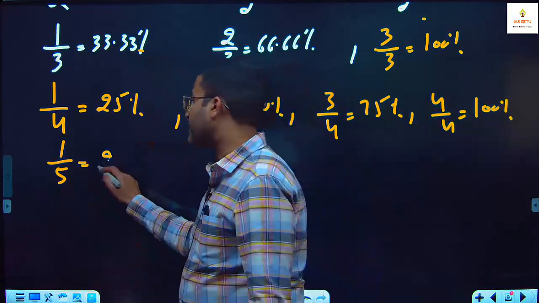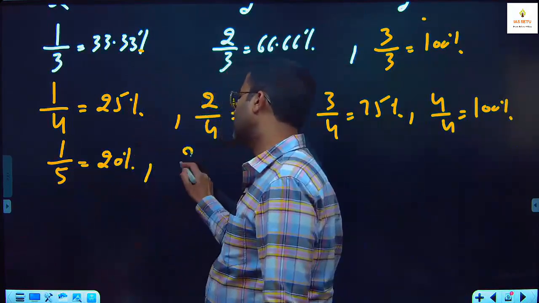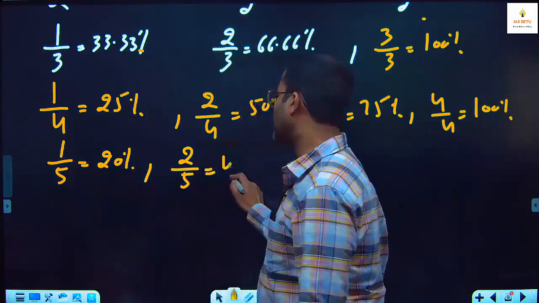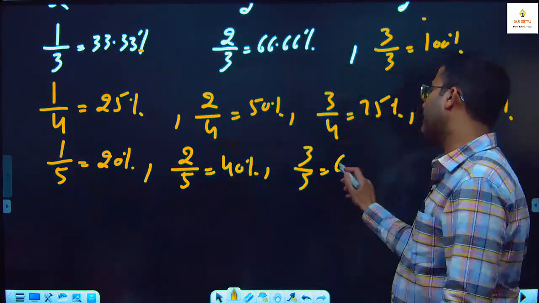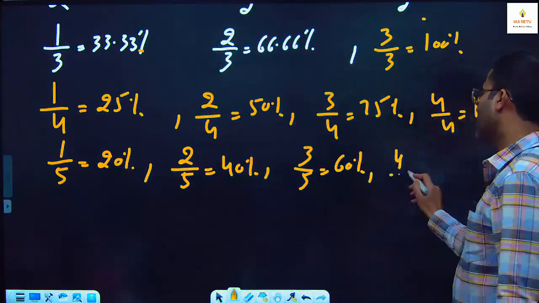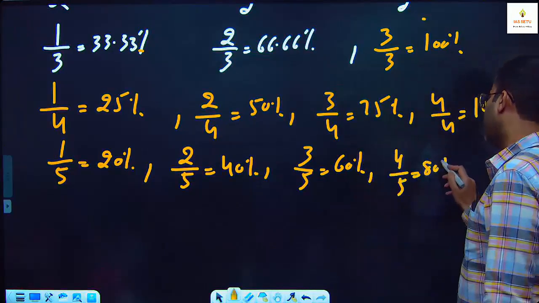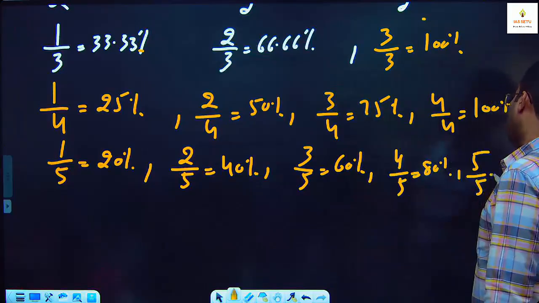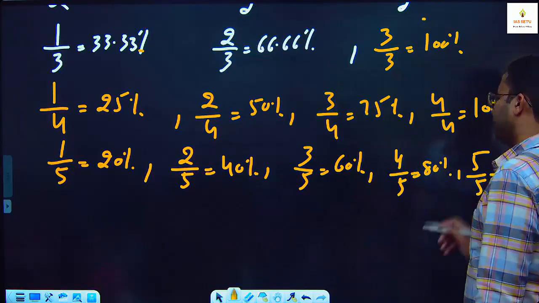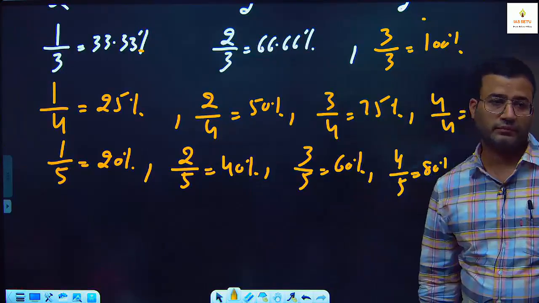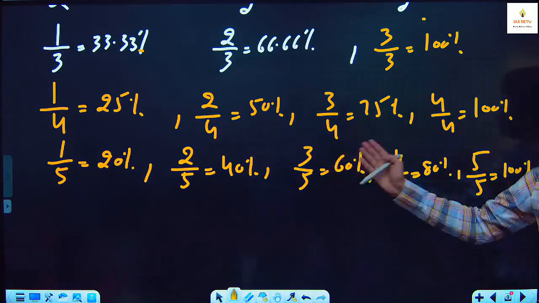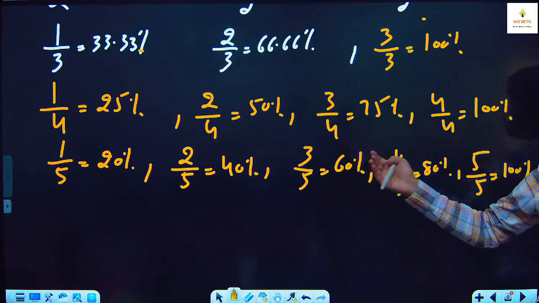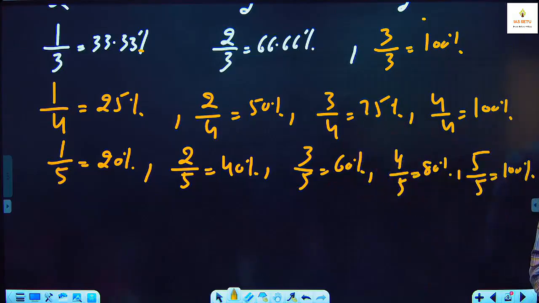1 by 5, 20%. 2 by 5, 40%. 3 by 5, 60%. 4 by 5, 80%. 5 by 5, 100%. Easy, there is a sequence: 20, 40, 60, 80, 100; 1 by 5, 2 by 5, 3 by 5, 4 by 5, 5 by 5.